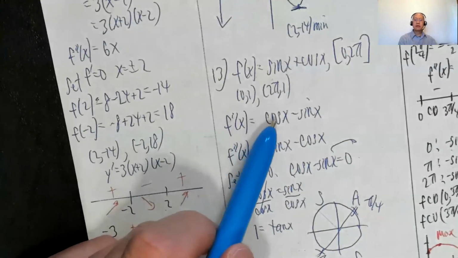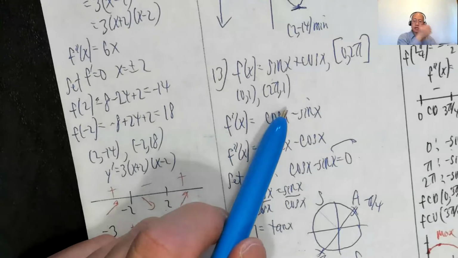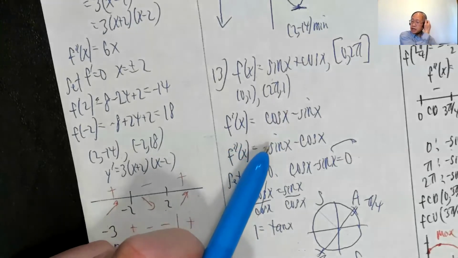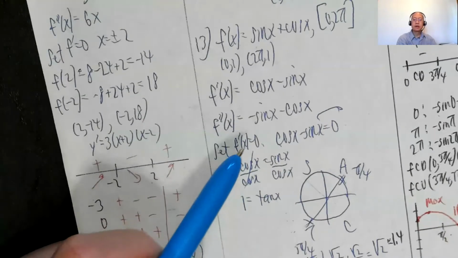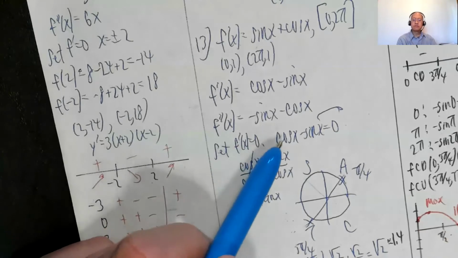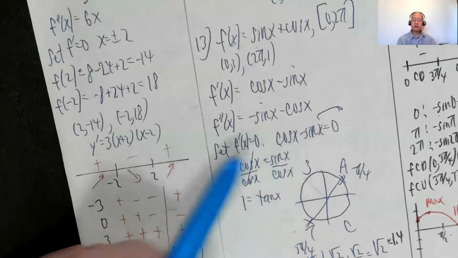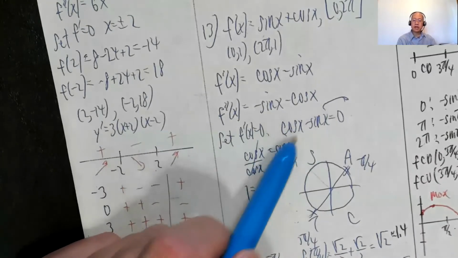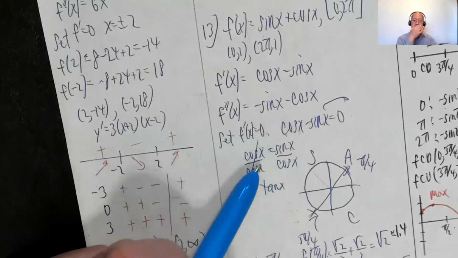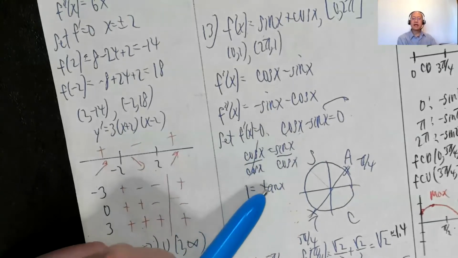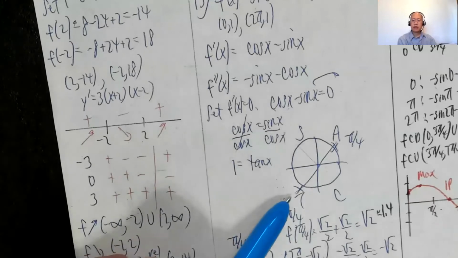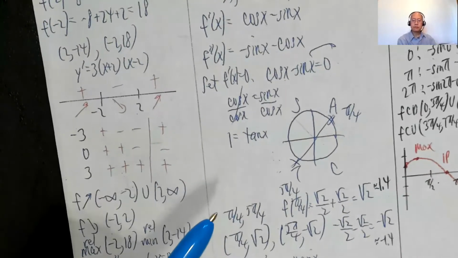f prime, the first derivative, is cosine x minus sine x. The double prime is negative sine x minus cosine x. Set f prime equal to 0: cosine x minus sine x is 0. Move over the sine x: cosine x equals sine x. Divide both sides by cosine x. Tan x is 1. That's at pi over 4 and 5 pi over 4.